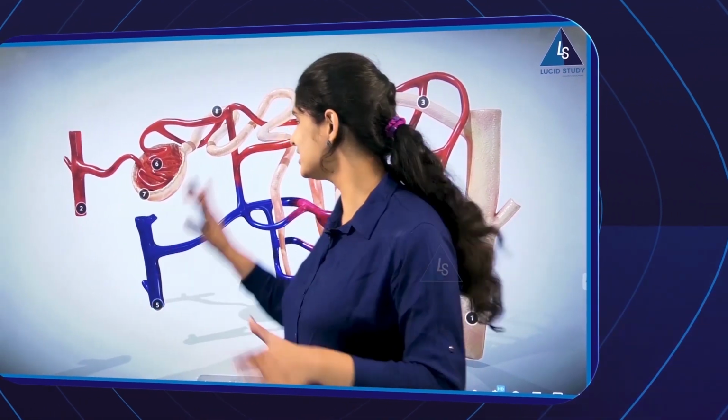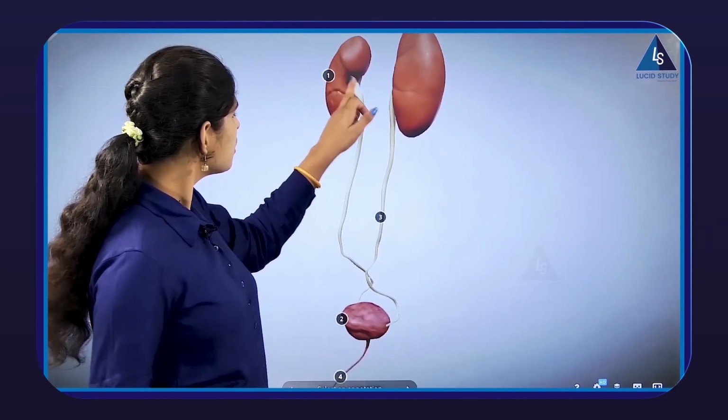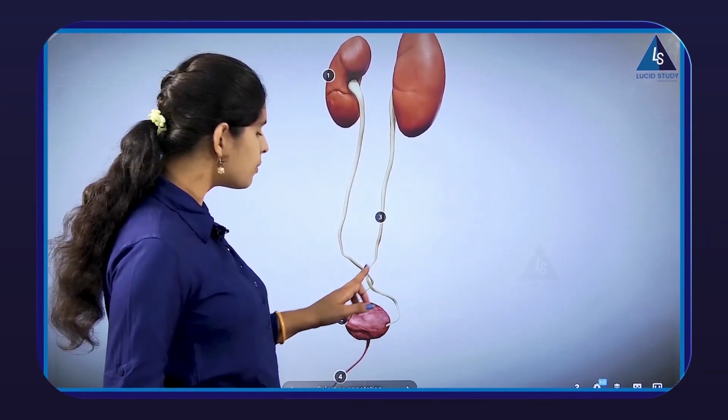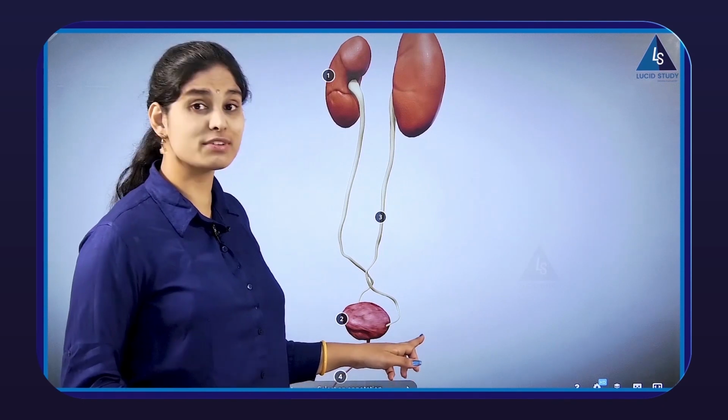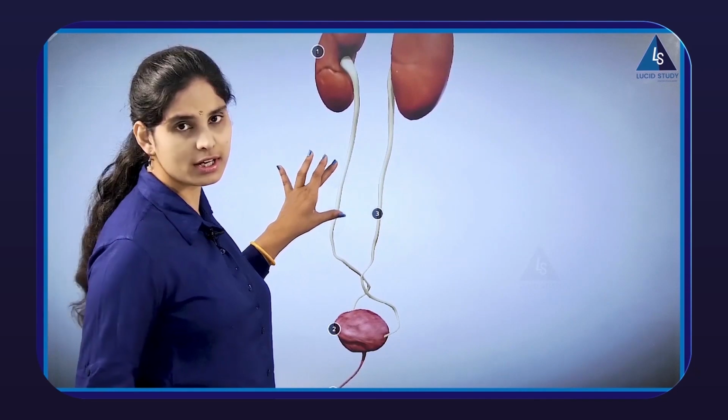So you can see here the structure of the nephron, right? And we have started our journey for the formation of urine from the first step, that is glomerular filtration. These are the ureters. You can see wide long structures, and we said the length is almost 30 centimeters, right?